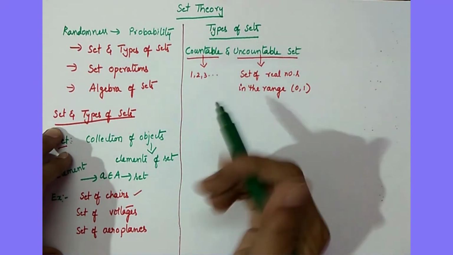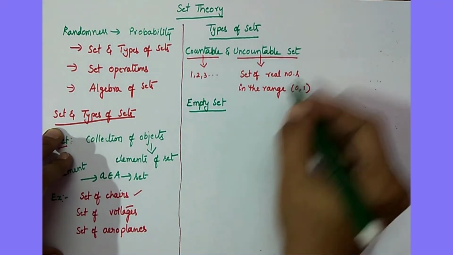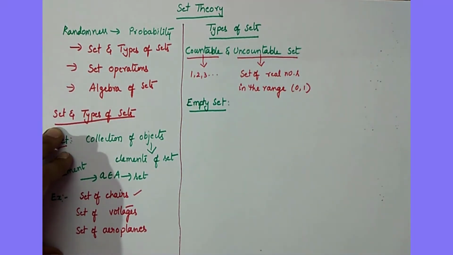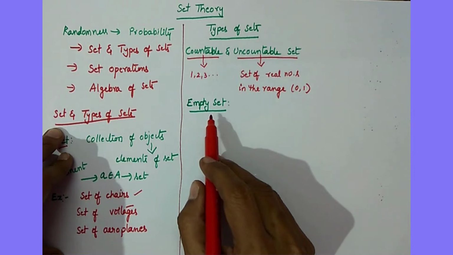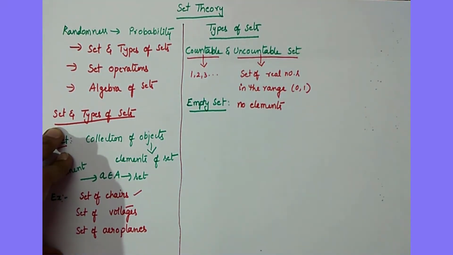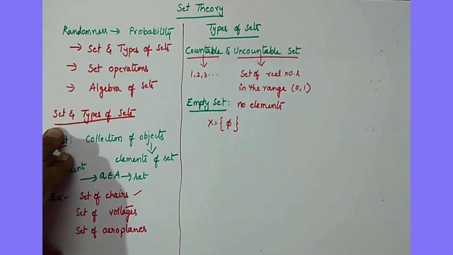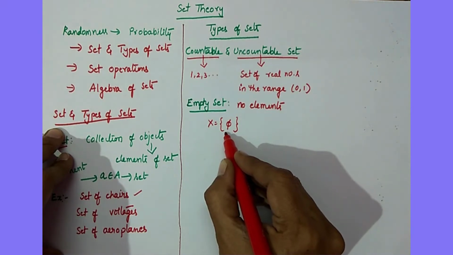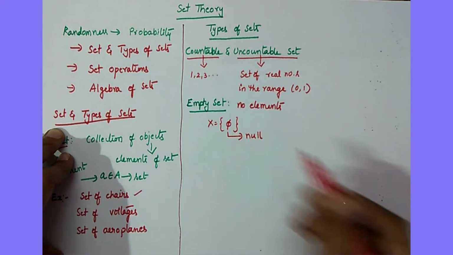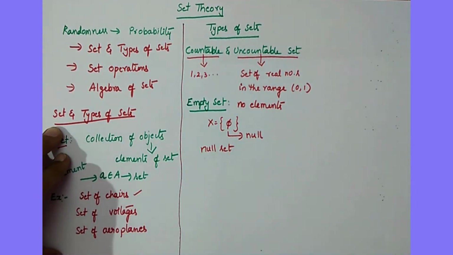Then the next set is the empty set. What is an empty set? A set is said to be empty if it has no elements. That set is represented like this. The symbol phi is nothing but null. Hence the empty set is also called the null set. So a set which has no elements is called an empty set or null set.